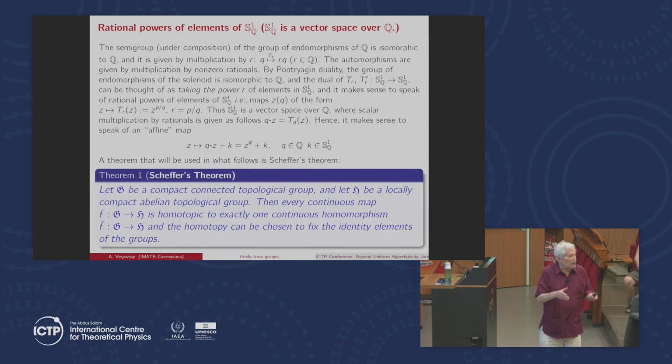So it makes sense in these solenoids to take affine groups. You apply T_R, an expansion or contraction, and then translate. So maps of the type z goes to q z plus k make sense here. And then this beautiful theorem of Scheffer, that I was so glad when I found it many years ago, says that within the world of groups, maps can be deformed into algebraic ones, into homomorphisms. So here it is. If G is a compact connected topological group, and H is a locally compact abelian topological group, every continuous map from G to H is homotopic to exactly one continuous homomorphism, and the homotopy can be chosen to fix it. So up to homotopy it is algebra. And that's beautiful because that's exactly what I want.